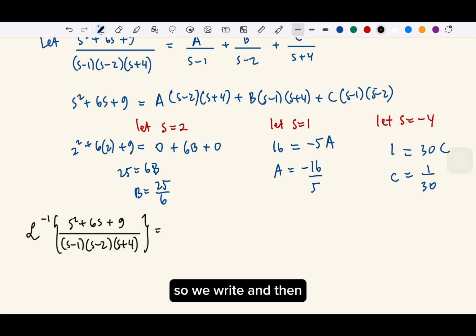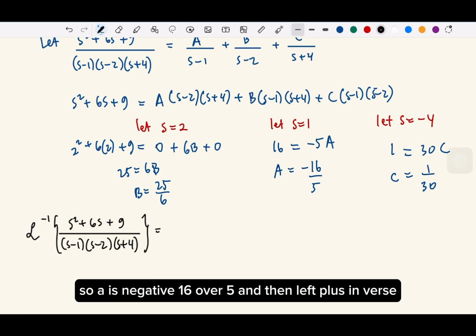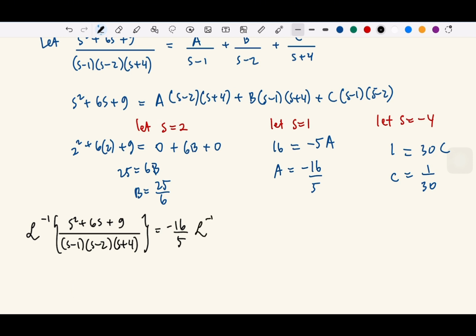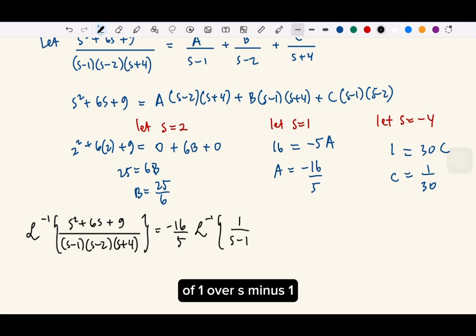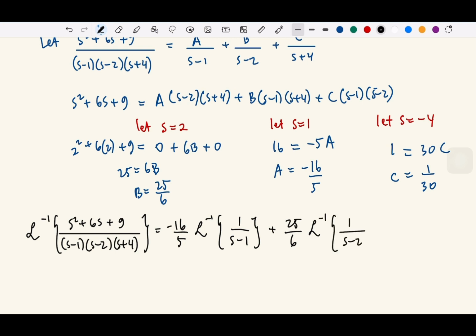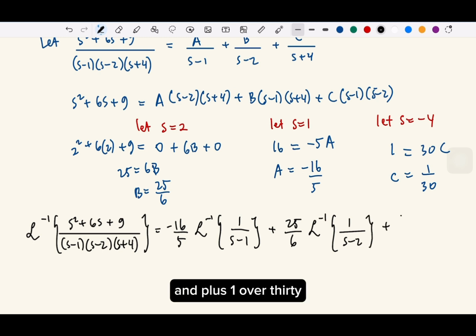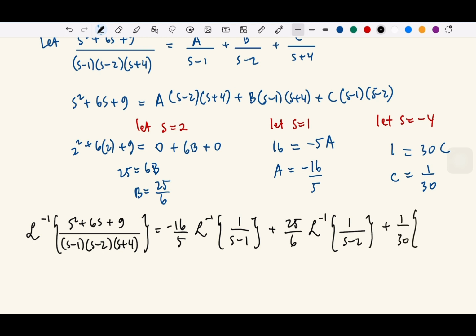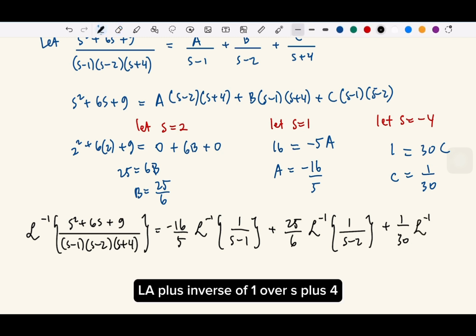So we write, and then we can factor out the constant. So a is negative 16 over 5, and then Laplace inverse of 1 over s minus 1, plus 25 over 6 Laplace inverse of 1 over s minus 2, and then plus 1 over 30 Laplace inverse of 1 over s plus 4.